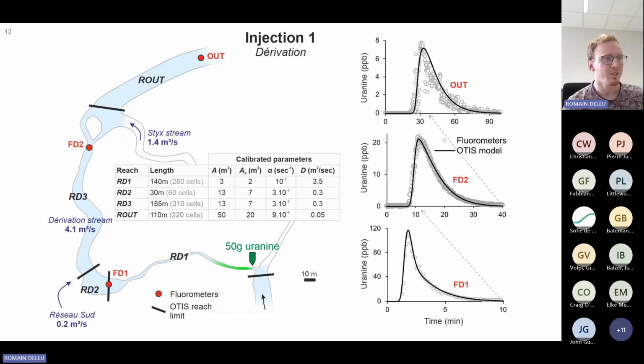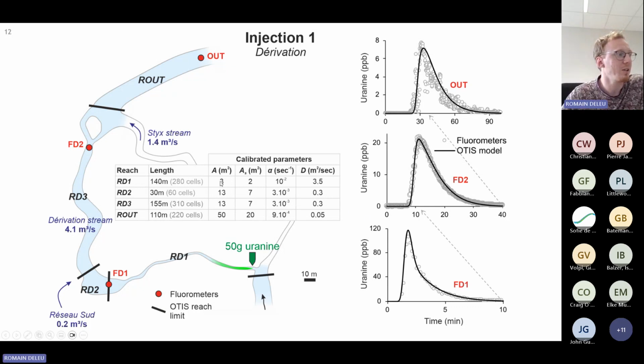And the resulting curves from the model are given in the graphs. You can see the lines. This is the Otis model. The goal here was to change the parameters so that the Otis model curve, the simulated curve, matches the curve from the actual fluorometer. This is working quite well.